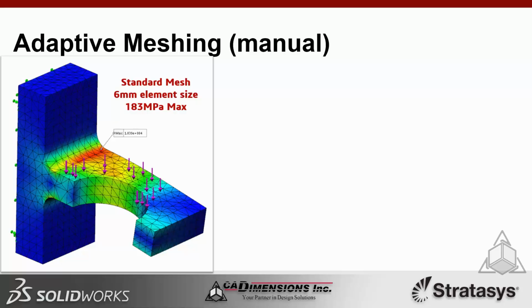We see that we get a max stress sort of where I would expect it with a value of about 183, 184 megapascals. Okay, great, I'm done. I can go to lunch, right? Well, let's hang on a second. The elements around the fillet look a little large. Let's add some mesh control and see what happens.